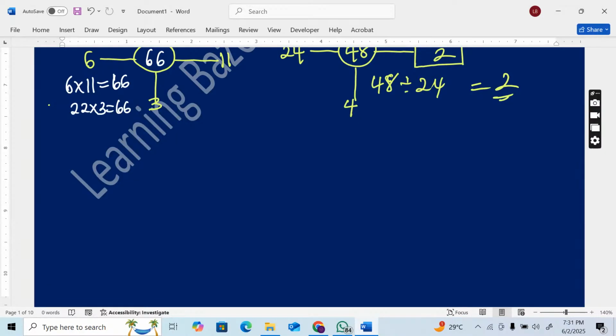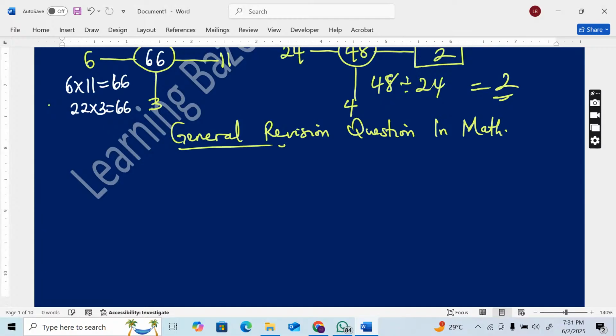Now let us solve general revision questions in math that will help you during your examination. We'll just solve a few, then we end the class so that everybody can have some rest.